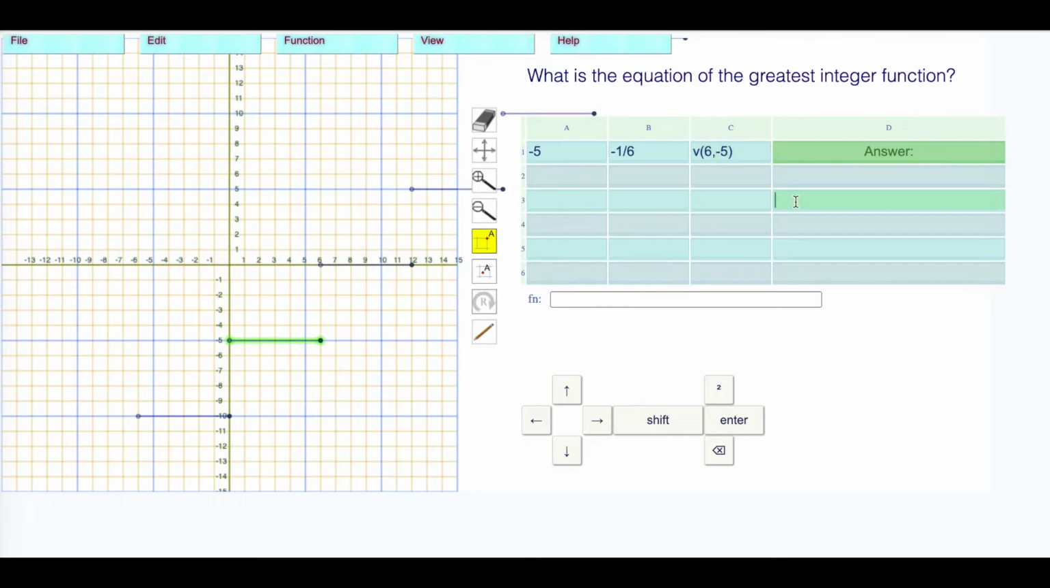Our equation is y equals a, open greatest integer function bracket, times b, open regular bracket, x minus h, close regular bracket, close greatest integer bracket, plus the k. -5 times -1/6 times x minus h, x minus the 6, plus the k, plus -5 is -5. Then press enter to see if you're right.